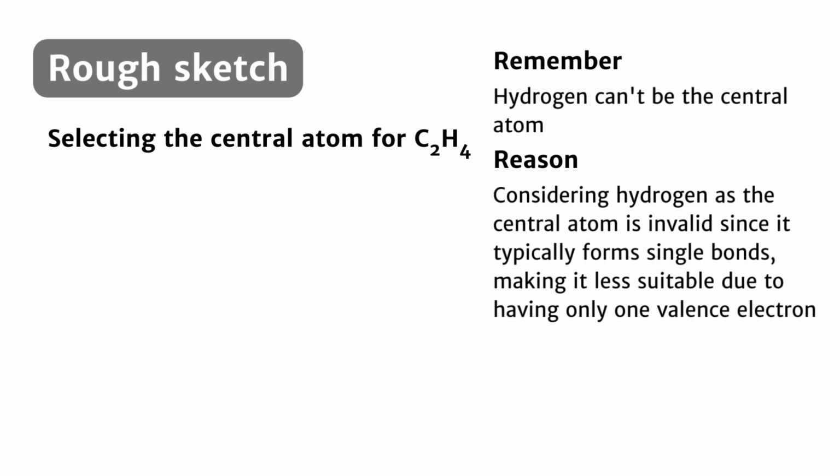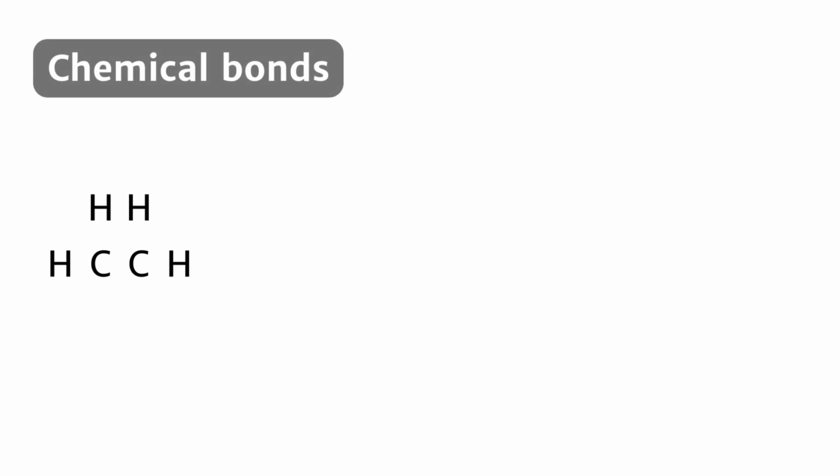Choosing the left carbon as the central atom, the rough sketch involves positioning 2 carbon atoms at the center with hydrogen atoms arranged on the outside. A single chemical bond is represented by 2 electrons. First, we will position 2 electrons between 2 carbon atoms to illustrate a chemical bond between them. Similarly, we will place 2 electrons on the left side to indicate the chemical bond between the left carbon and left hydrogen, and on the right side to indicate another chemical bond between the right carbon and the right hydrogen.